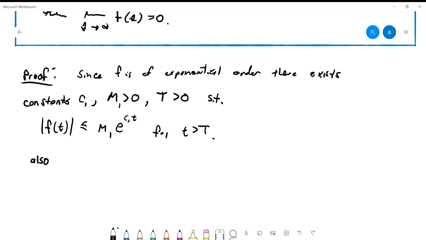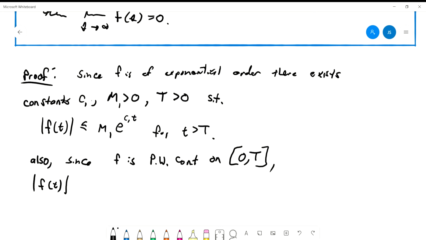Also, since f is piecewise continuous on the interval from 0 to T, it's necessarily bounded. By definition, f of t in absolute value must be less than or equal to M2 for some M2, and we already said we're on that interval. So we can write that as f of t less than or equal to M2 times e to the 0t if you want, because e to the 0t is 1.